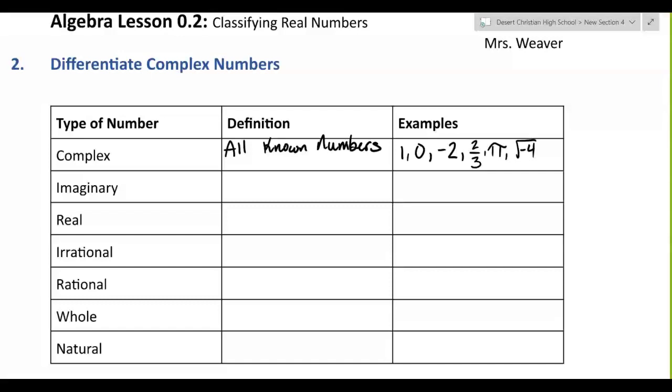All right? Now, imaginary numbers are specifically the result of taking the square root of any negative number. Any negative number. So the square root of -4, the square root of -2. If you do the square root of -pi, the square root of any negative number is going to be imaginary.